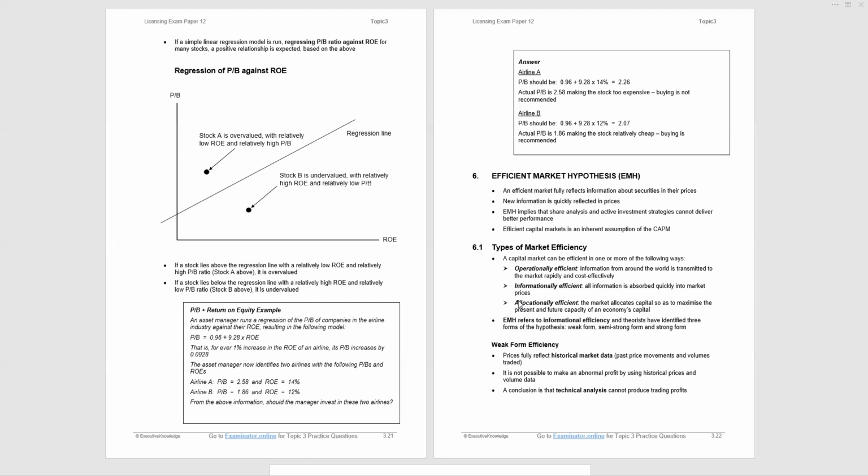And there are three types of market efficiency: operational efficiency, informational, and allocational. What do these mean? Well, an operationally efficient market is where the information from all over the world is transmitted to the market. So the actual transmission of the information is fast, it's efficient. Informationally efficient means that the information is quickly absorbed into market prices. And then allocationally efficient means that from that change in information, markets will allocate capital very quickly to maximize the present and future capacity of the economy's capital.